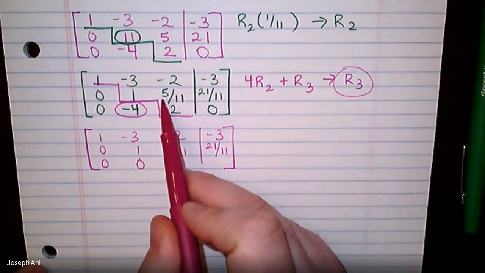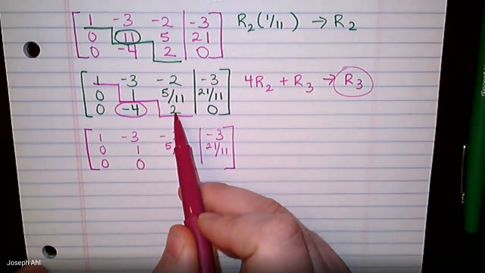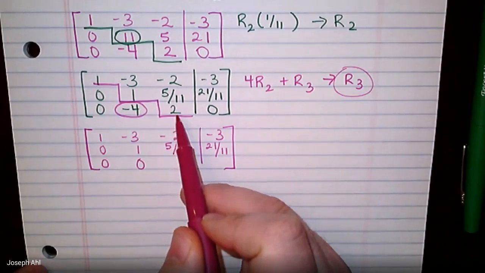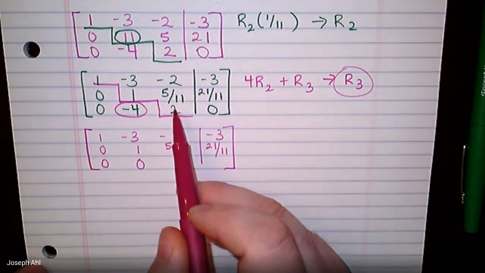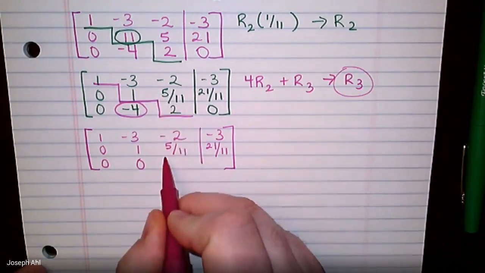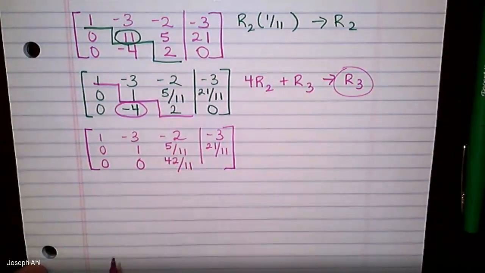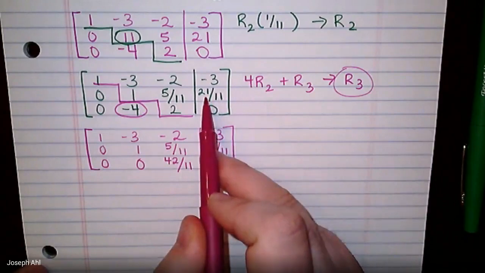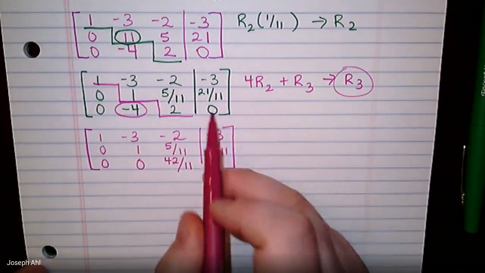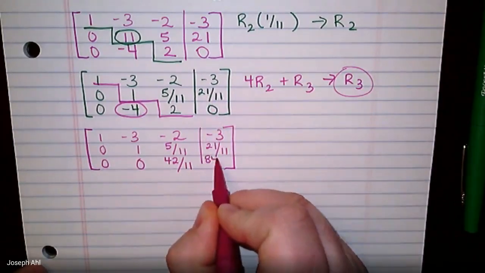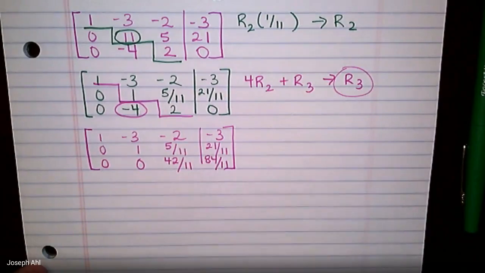All right, now we got to work with the fractions, though. 4 times 5 is 20/11ths. The number 2 would be the same thing as 22/11ths. So 20 plus 22 would be 42/11ths there. And then at the end, 4 times 21, that would be 84/11ths. Luckily, I have to add that to 0, so that's just 84/11ths.